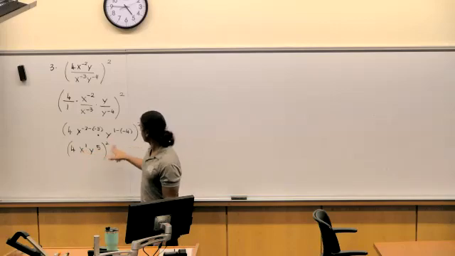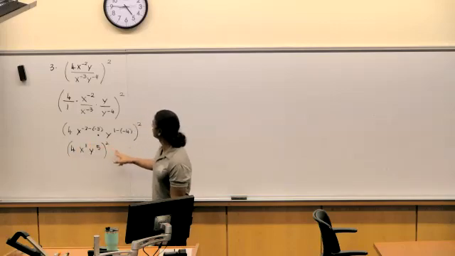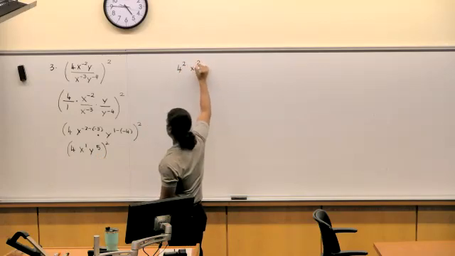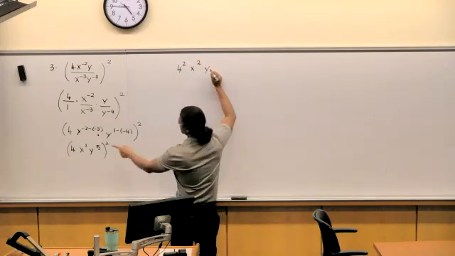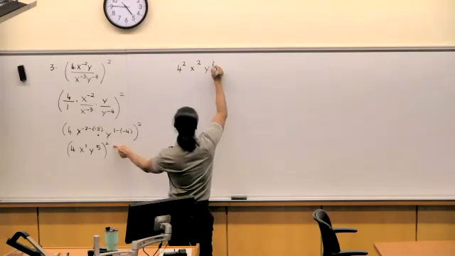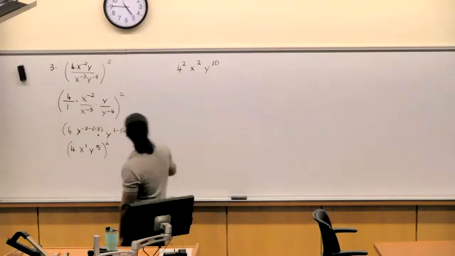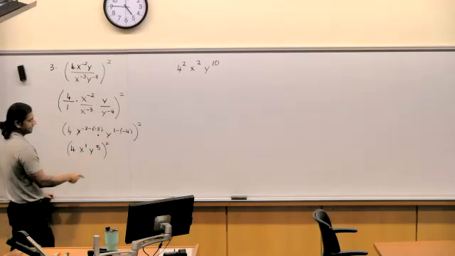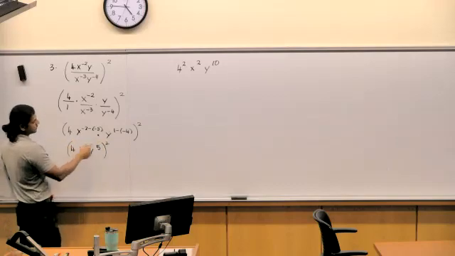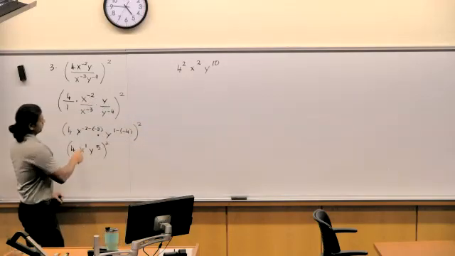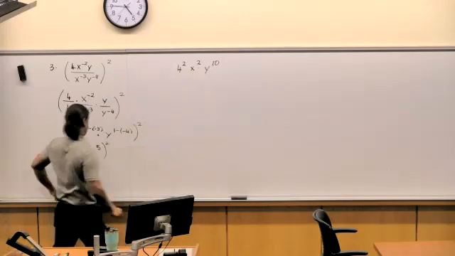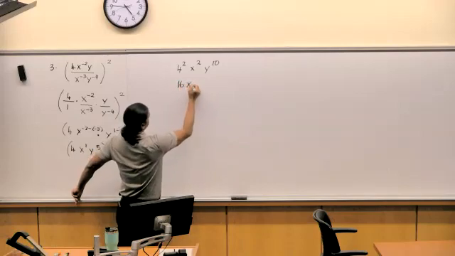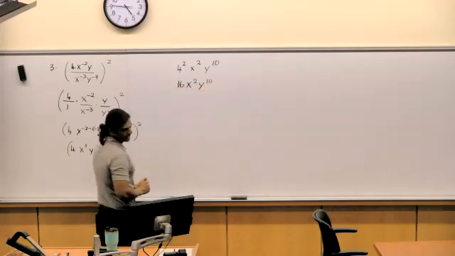So apply the exponent to each of the terms. So 4 squared, x squared, and y raised 5 times 2, 10. So I'm applying that exponent to each of the terms that are inside. So 4 raised 1, so 1 times 2, 2. 1 times 2, 2. 5 times 2, 10. So 16 x squared y raised 10.